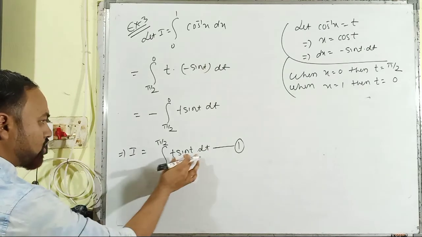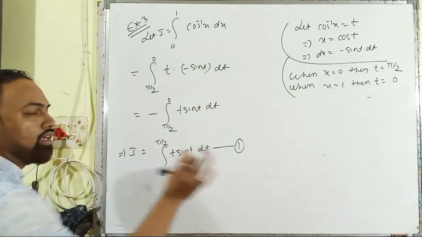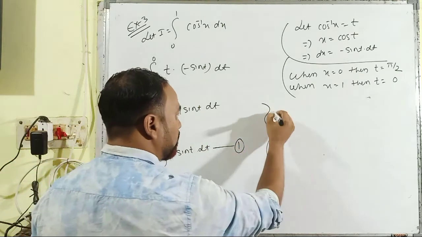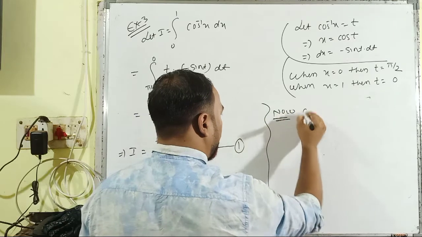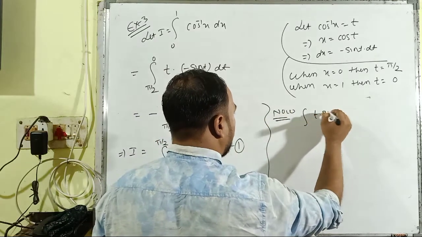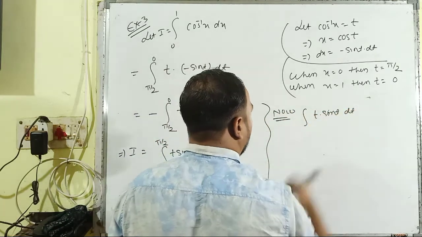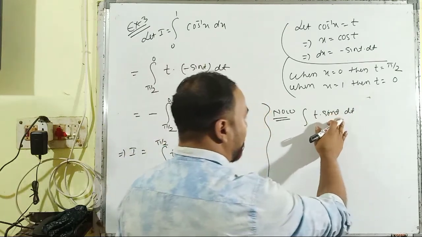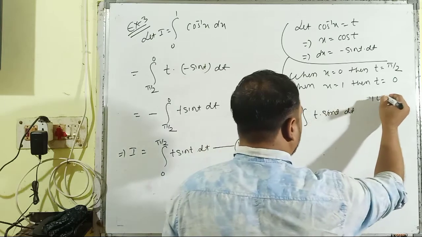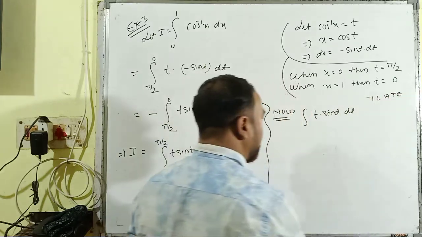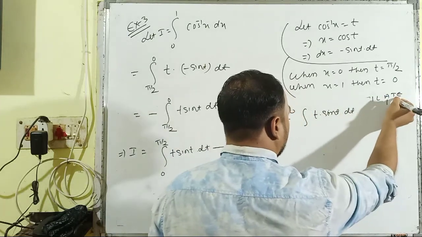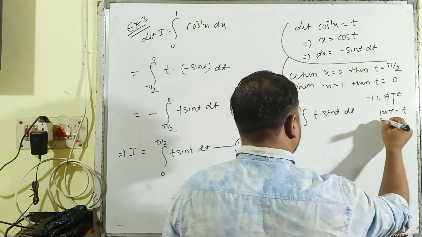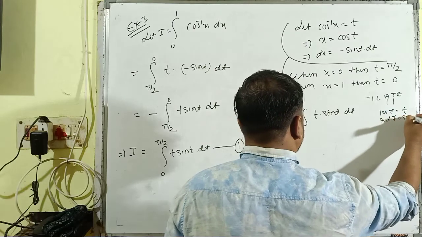Then we have to just find out the integral of t sin t with respect to t. Now, integral of t sin t dt, and here the function is in the form of the Euler formula. So we have to take the consideration of Euler: here it is the algebraic function, and it is the trigonometric function. So the first function is t and the second function is sin t.